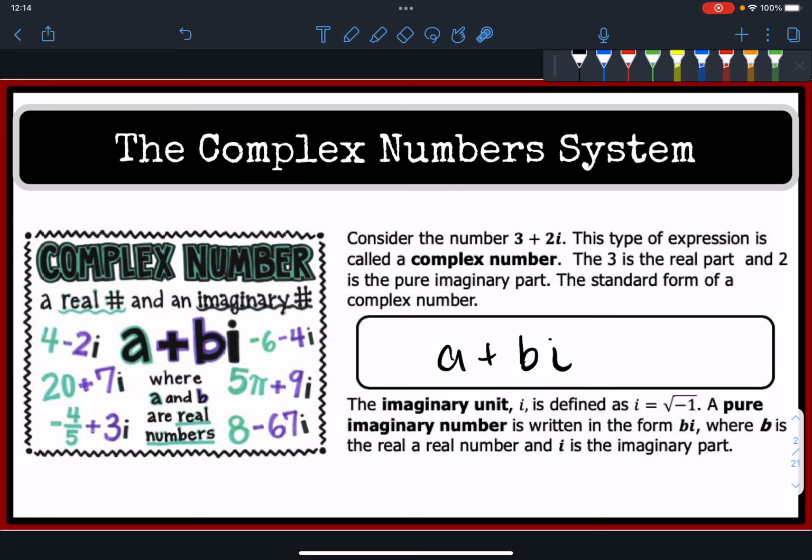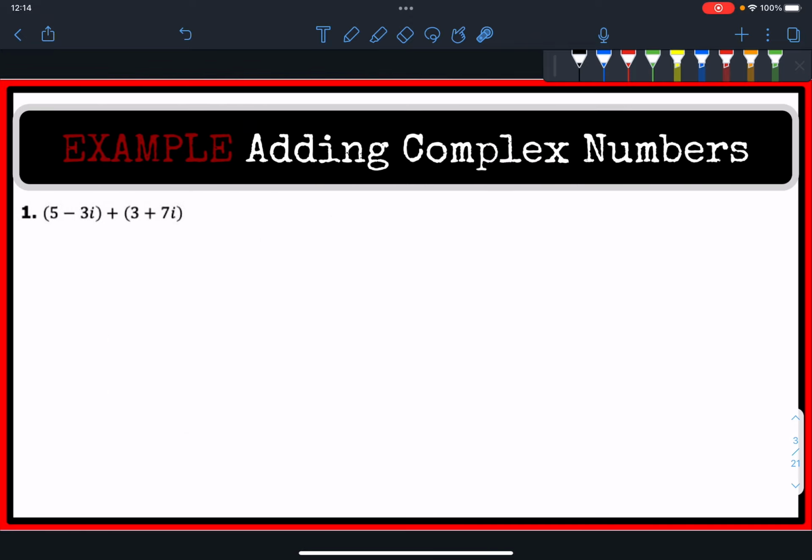Now the complex number system is an accumulation of all numbers possible. So you'll see that we add a pure imaginary number with a real number to create this complex number. Now the first thing we're going to go over is how to add complex numbers.